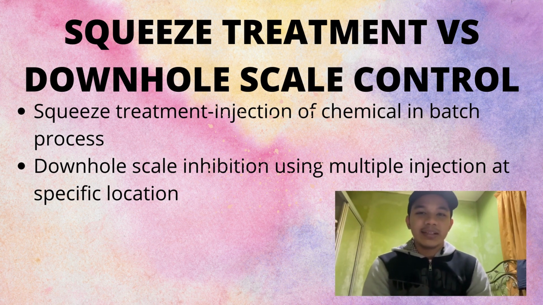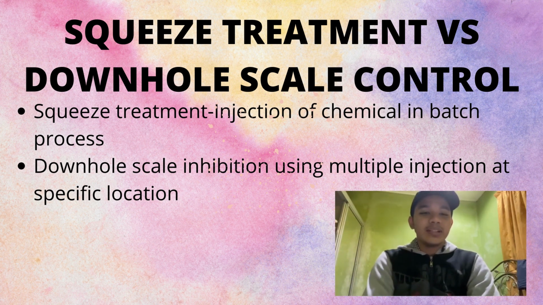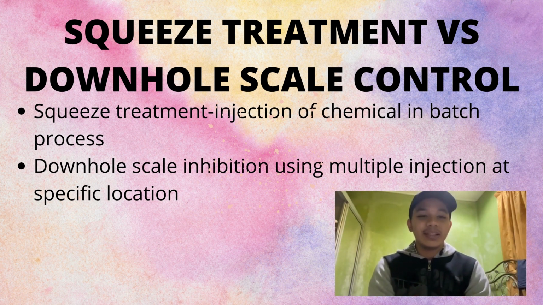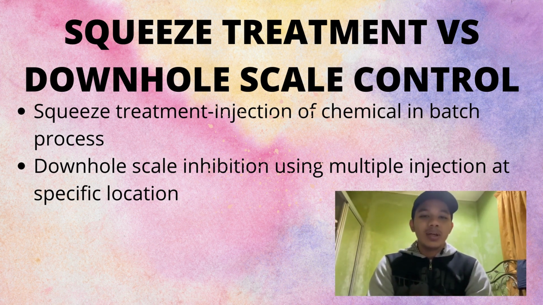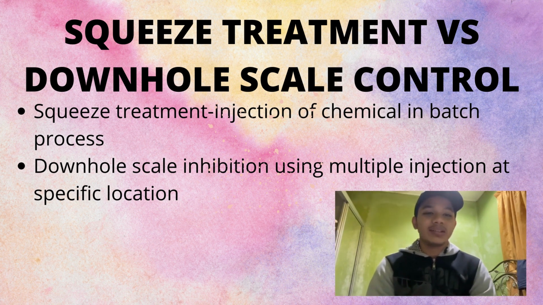Then we have the downhole scale inhibition method, using multiple injections at specific locations. The downhole scale method varies according to its reservoir condition. For example, in the North Sea field, there exist sulfate scales. So companies in the North Sea field area will inject specific chemicals that can counteract the formation of scales.